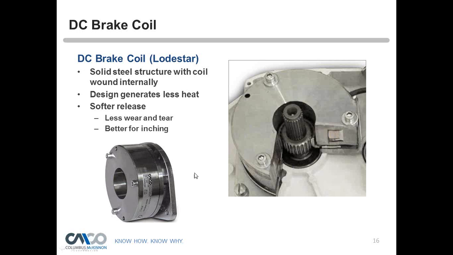DC brakes, you usually start to see in larger capacity hoists, such as wire rope hoists, things of that nature. They seem to have a softer release, less wear and tear, a little bit better for inching. So typically a DC brake is a better brake than the AC. Both are very good brakes. They function very well, but a DC brake is usually considered a better brake than the AC.